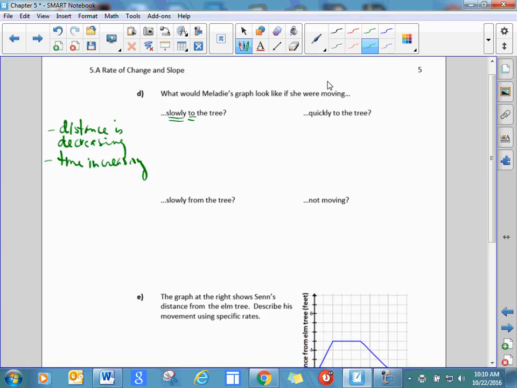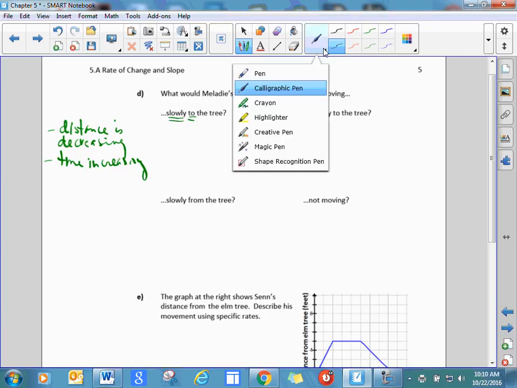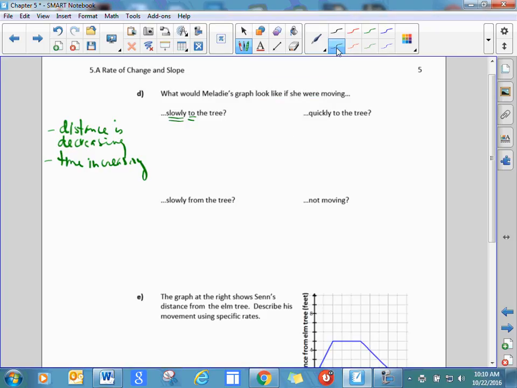So if I'm going to sketch that graph, just sketch a little graph, it might look like this. She's starting somewhere away from the tree. We don't know where, but she's starting somewhere up here. Slowly, that tells us this is a slanted, easy slope, shallow slope. So here she goes. That should be a straight line. But anyway, her slope is shallow.